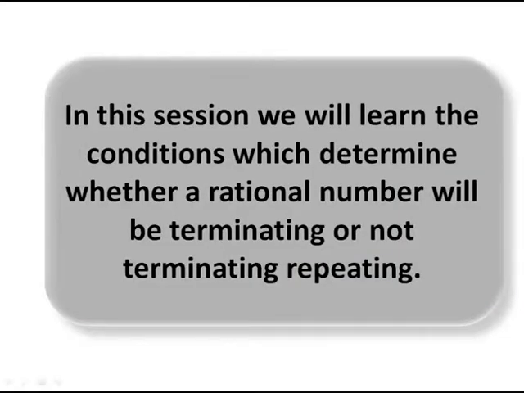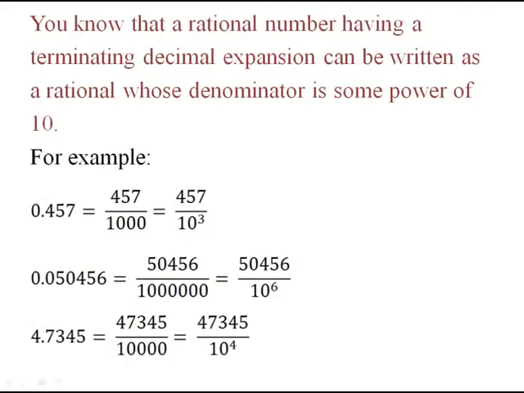In this session, we will learn the conditions which determine whether a rational number will be terminating or non-terminating repeating. You know that a rational number having a terminating decimal expansion can be written as a rational number whose denominator is some power of 10.